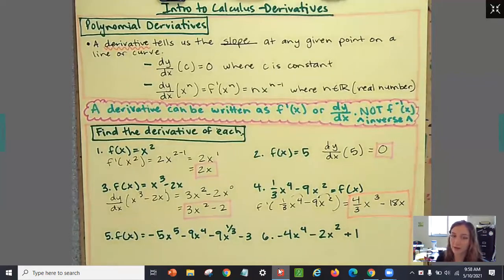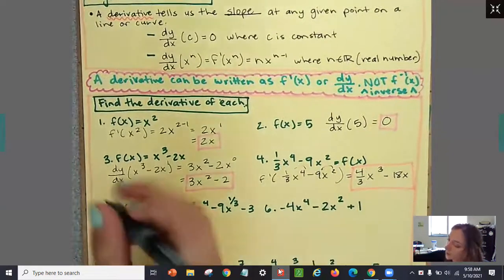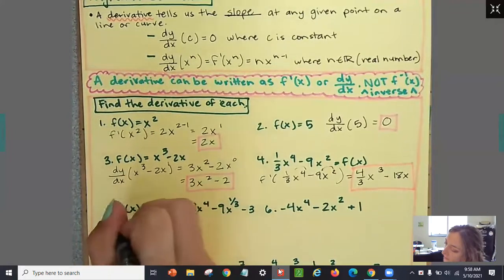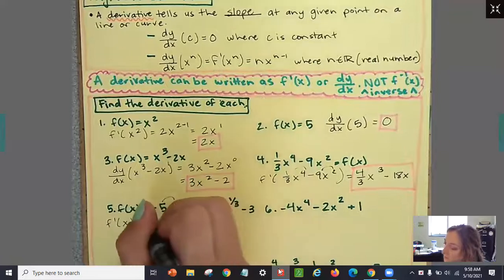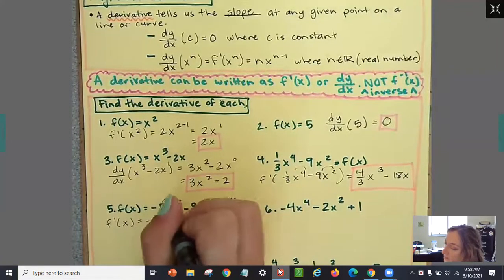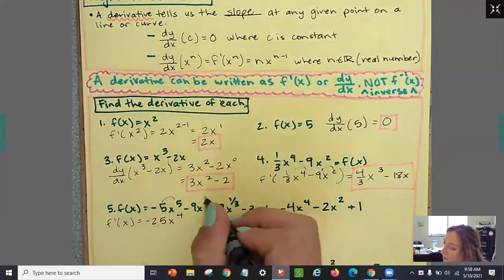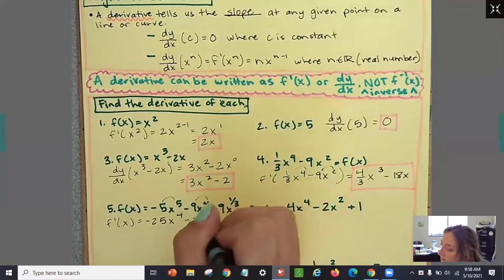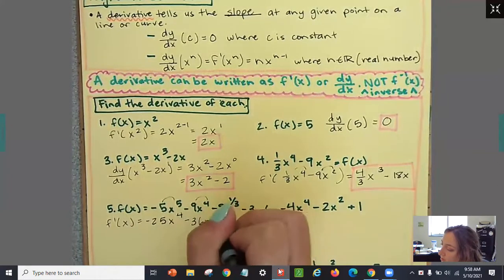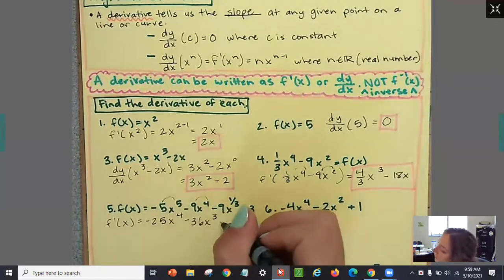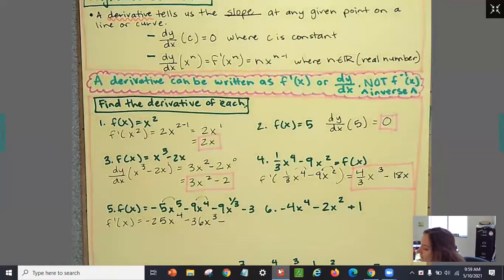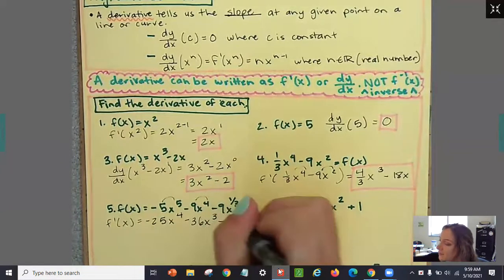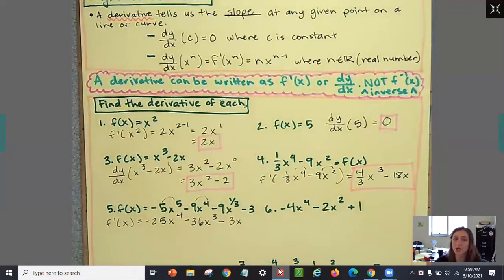Okay, let's look at problem number 5. F inverse of x equals, so we're going to put the 5, 5 times 5, that's going to be negative 25. X to the 4th, because we're subtracting 1. 4 times negative 9 is negative 36. X to the 3rd, subtracting 1. Then we're going to have 1/3 times 9, that is going to give us 9/3, which is just 3. And then x to the 1/3 minus 1.